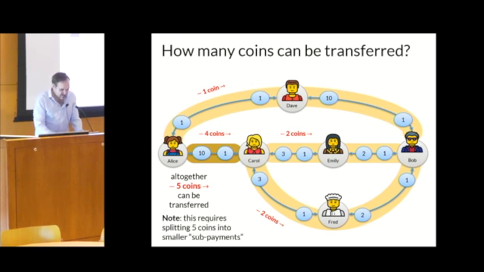But this, of course, requires splitting these 5 coins into smaller subpayments. So if Alice wants to transfer 5 coins to Bob, she would need to first divide these 5 coins into 1 and 4, 1 and 2 and 2, and send 1 over Dave, and send 2 independent payments over Carol, 1 going via Emily and 1 going via Fred.